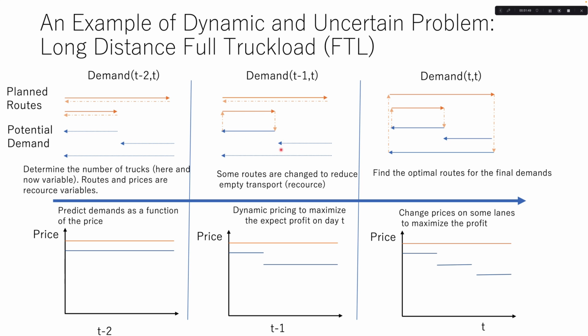After another day, on day T, the price for some of the blue goods is further reduced. As shown in the rightmost figure, the most profitable route is selected based on the arising demand. The number of trucks remains 2, but profit increases by adjusting prices and routes.